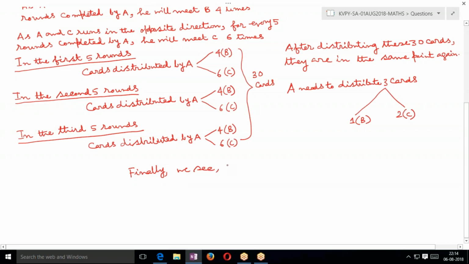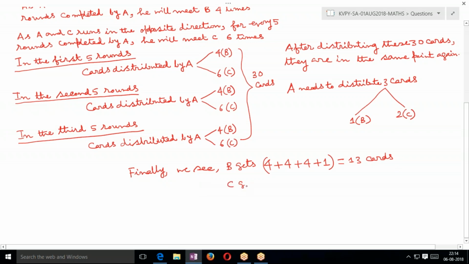we see, B gets how many cards? Here B gets 4 from the first 5 rounds, from the second 5 rounds 4, from the third 5 rounds 4, and for the last one it is 1. So that is equal to 13 cards.